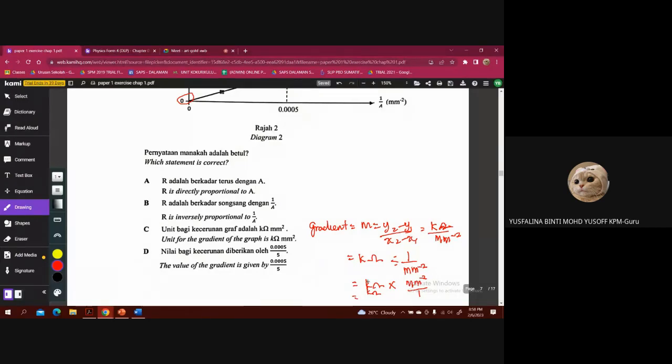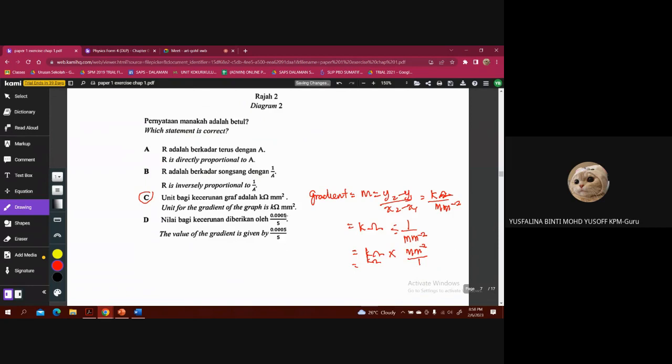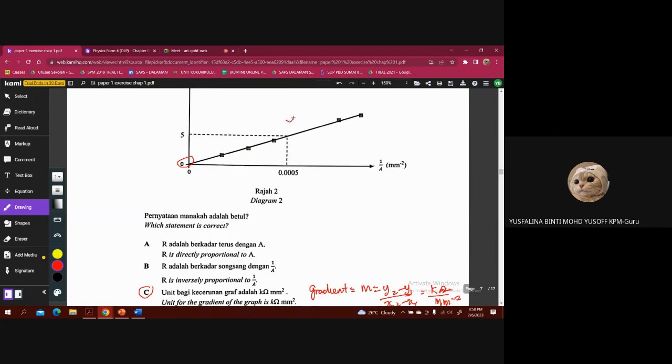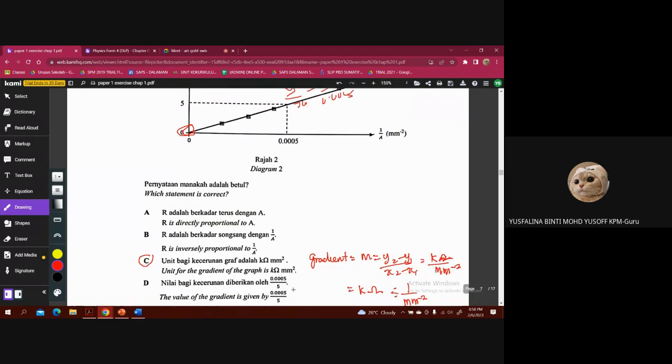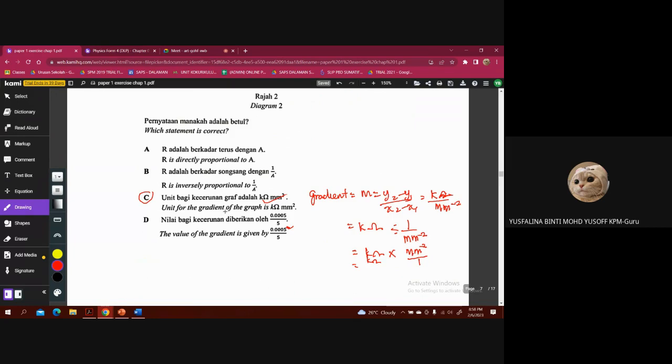So let's see the value of the gradient here. Y divided by x. So the answer is C here. If you check D, 0.005, it should be y divided by x, right? This one is 0, we just ignore. So your y is 5, so 5 divided by 0.005. So this one is wrong. So the answer is B or C if you are not sure. So the answer is C.